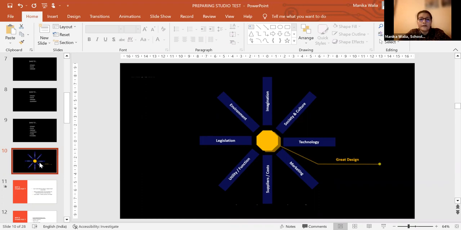Okay, third we've discussed is all about imagination. So you all have to dare to dream, think, ask questions, make mistakes, which we've just discussed. Another very important aspect is about the environment. Now, environment does not mean that you are only talking about sustainability.